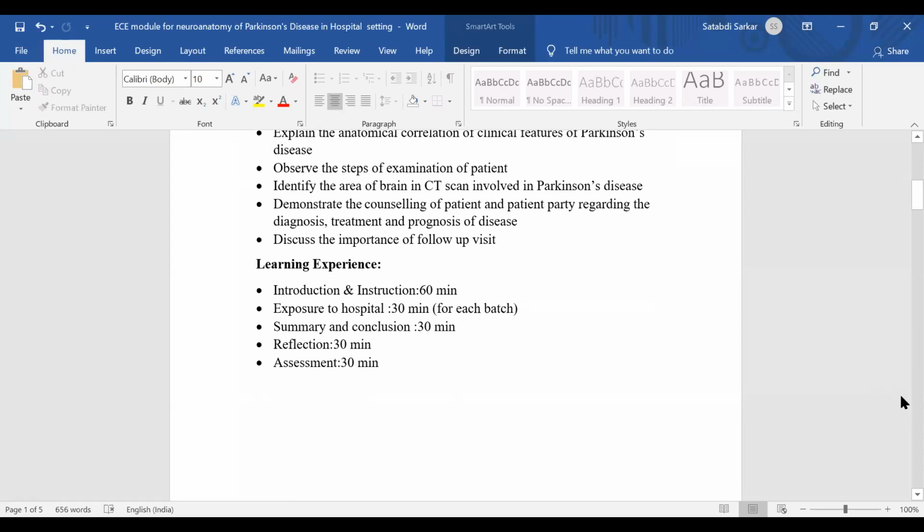We divide this learning experience into introduction and instructions for 60 minutes, and exposure to the hospital for 30 minutes for each batch, because we have taken a 100-student batch and we are dividing it into 8. I'm coming to the program follow-up later. The summary and conclusion will take 30 minutes, reflection 30 minutes, and assessment 30 minutes.